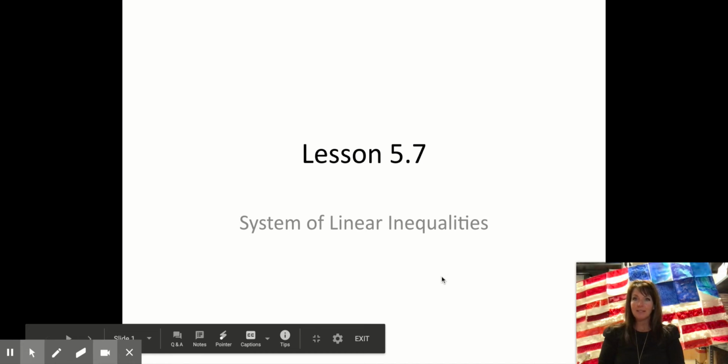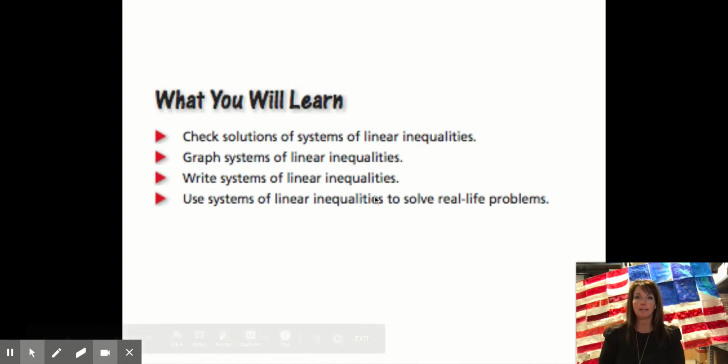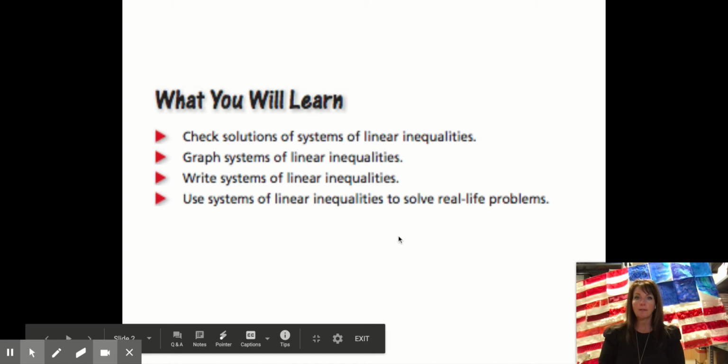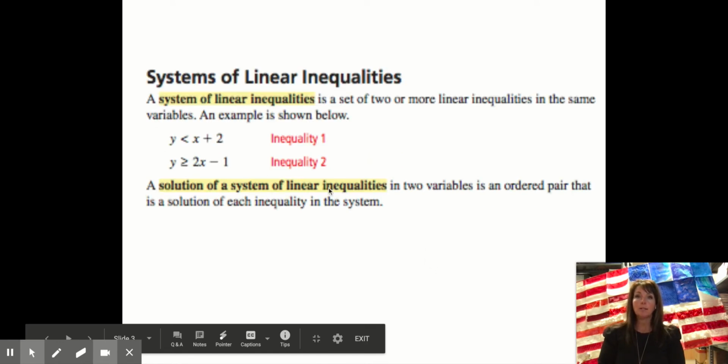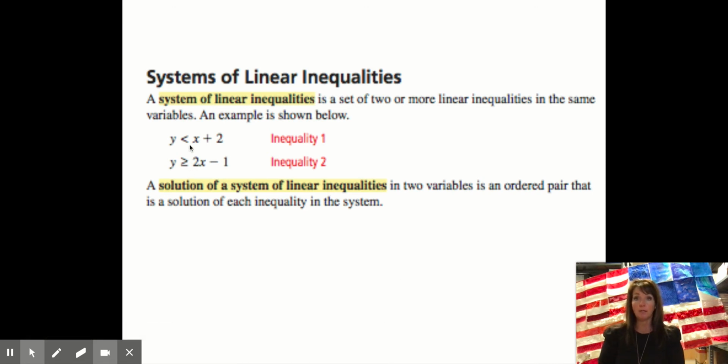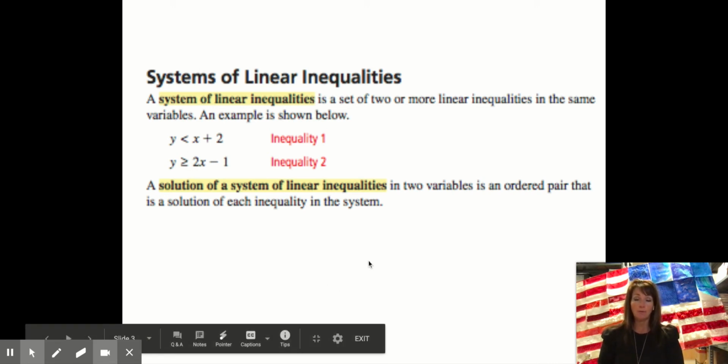All right, lesson 5.7, systems of linear inequalities. We are going to be checking solutions, graphing solutions, and then also writing the system. So a system of inequalities looks very similar to a system of equations, but note the inequality symbols. We know what that looks like from yesterday's lesson about graphing them with either the dashed or the solid line.